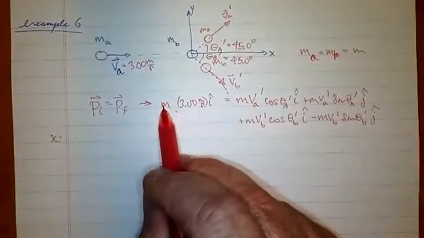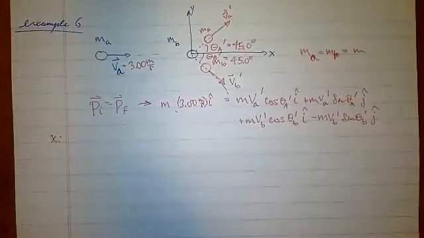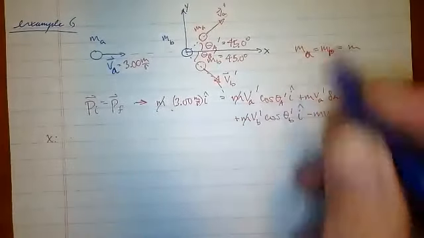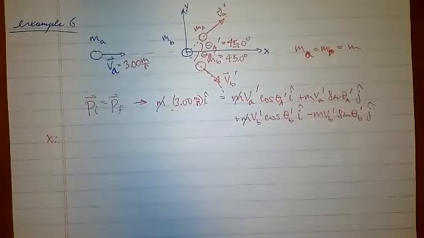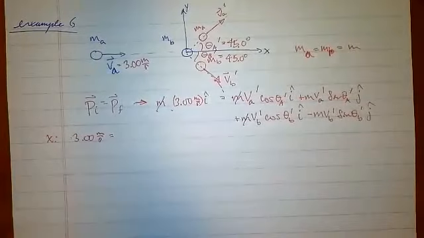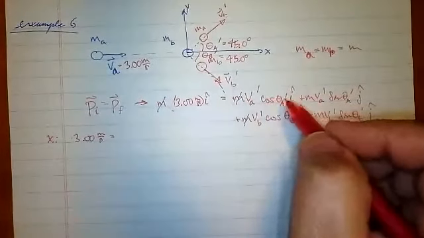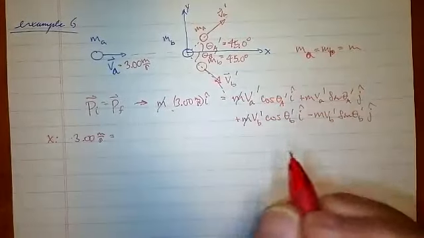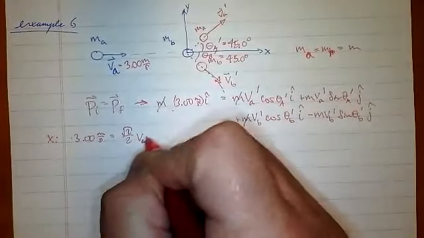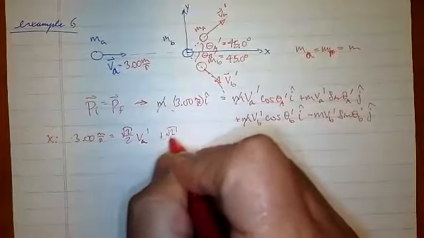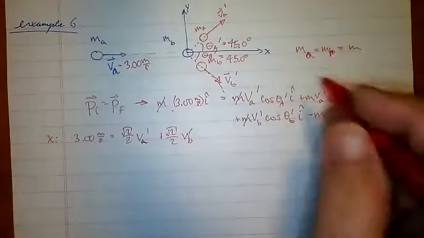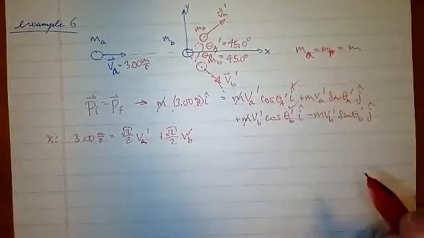Notice there's a common factor of m right here and right here and right here. So I can cancel that out by dividing through, and I'm going to get, in fact, 3.00 meters per second is equal to, now these are 45 degrees, so the cosine's easy peasy. It's root 2 over 2. So I'm going to say square root 2 over 2 VA prime plus square root 2 over 2 VB prime. So that's my x component.